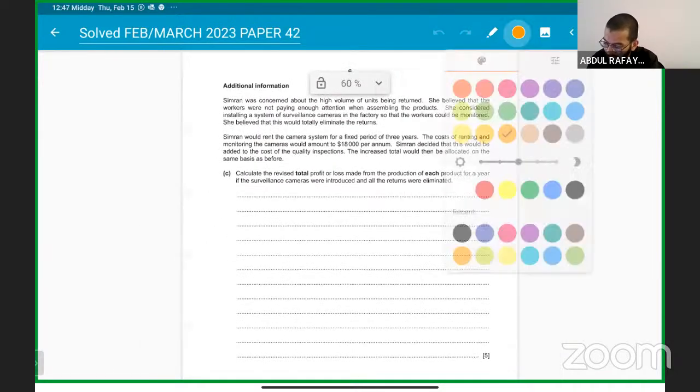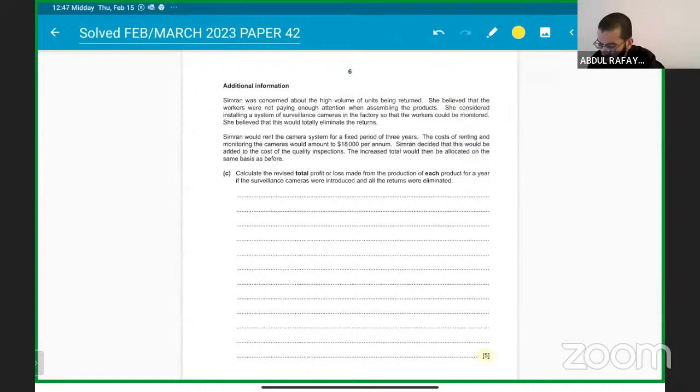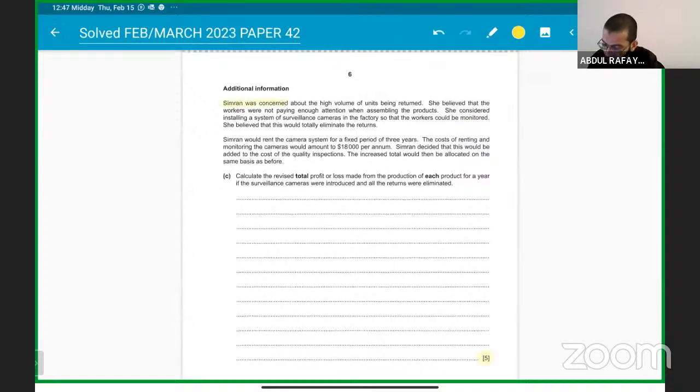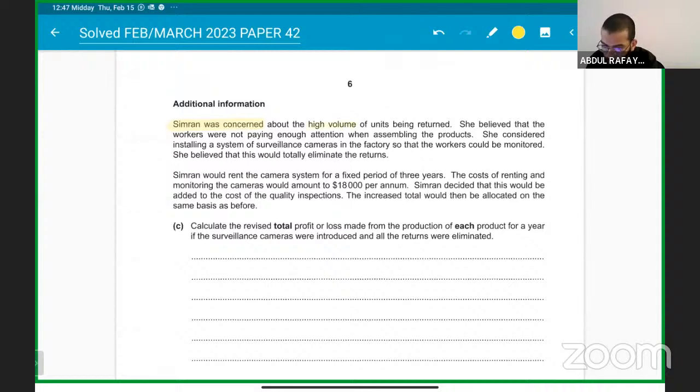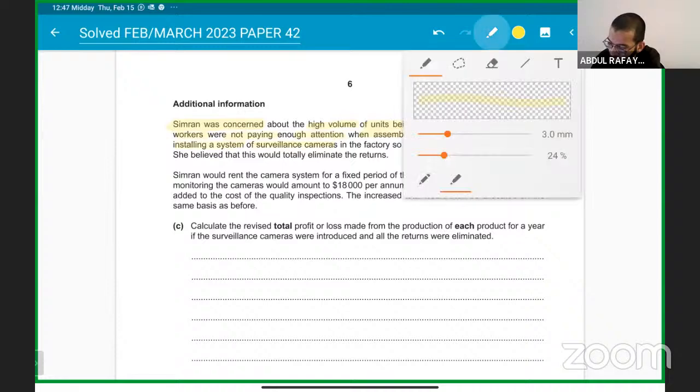Very important, 5 marks. Simran was concerned about the high volume of units being returned. She believed that the workers were not paying enough attention when assembling the products. She considered installing a system of surveillance cameras.